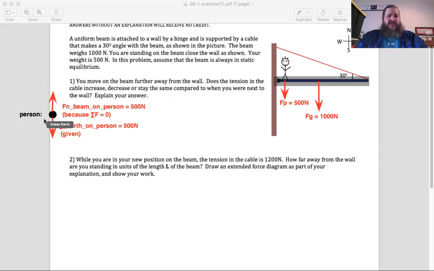And in this case, the sum of the forces on the person adding up to 0 tells us the force of the beam on the person has to balance out the force of gravity on the person, which also tells us the force of the person on the beam matches that same gravitational force. It is not a gravitational force, but it has to equal the same strength. Any questions on that so far?